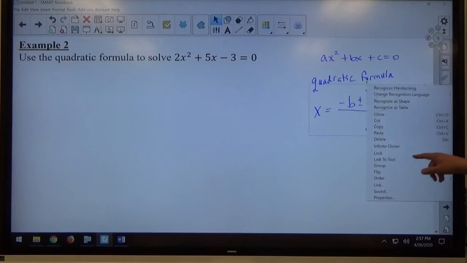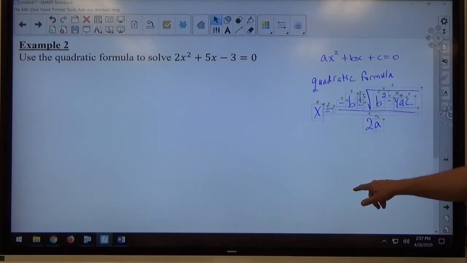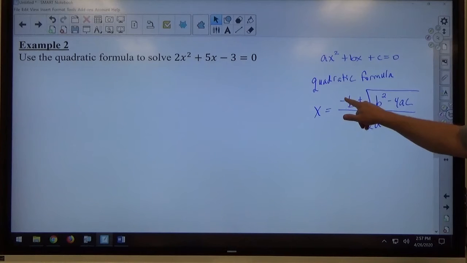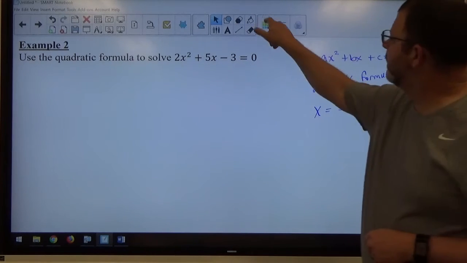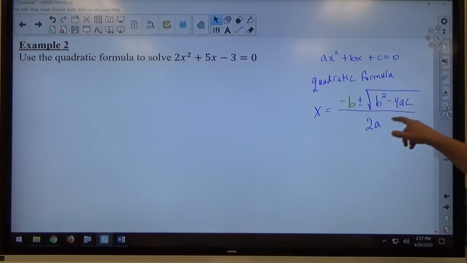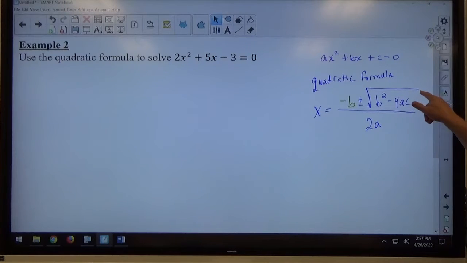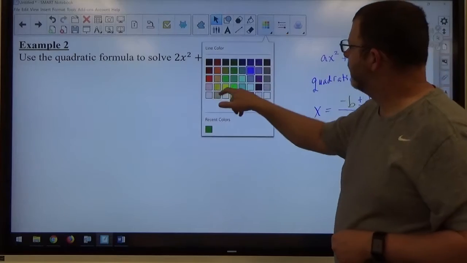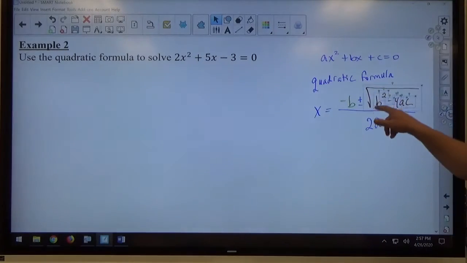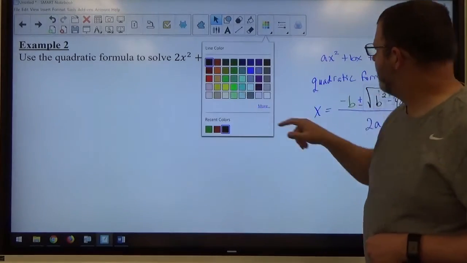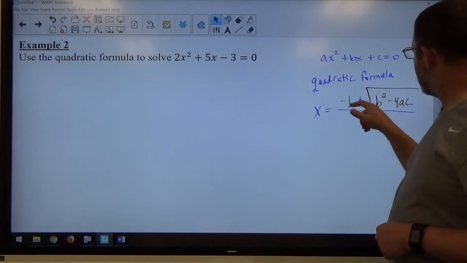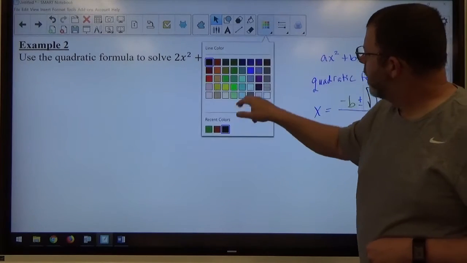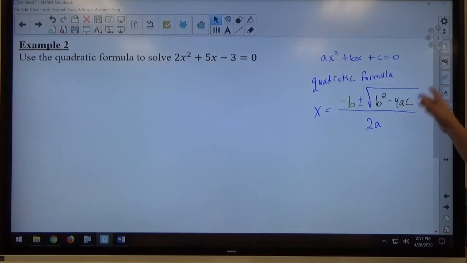And I'm going to just do a little bit of coloring here. Let's take a look at this negative b. We'll do that in green. We'll do b squared minus 4ac. There we go. We'll make that black. Actually, it looks like green. Let's go black. I want the square root sign black. And let's go with 2a. We'll keep 2a in blue.